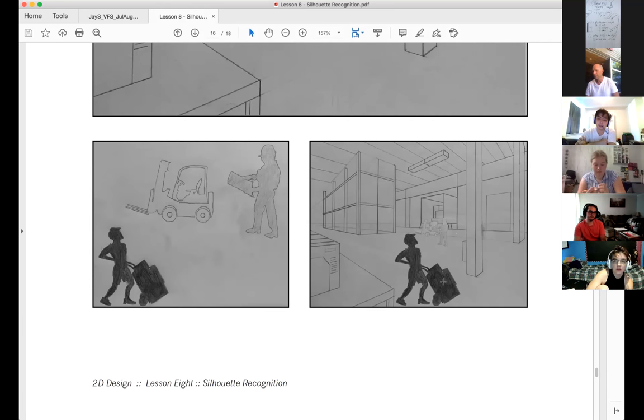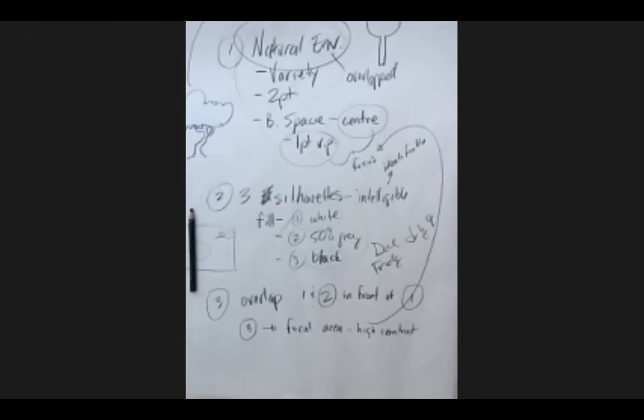So does that make more sense now? Just to clarify, the black one is on its own and the other two are overlapping? Yeah, exactly. The 50% gray one is overlapping the white fill one, and the black fill one is the one that's acting as your focal point. Any other questions about the assignment?